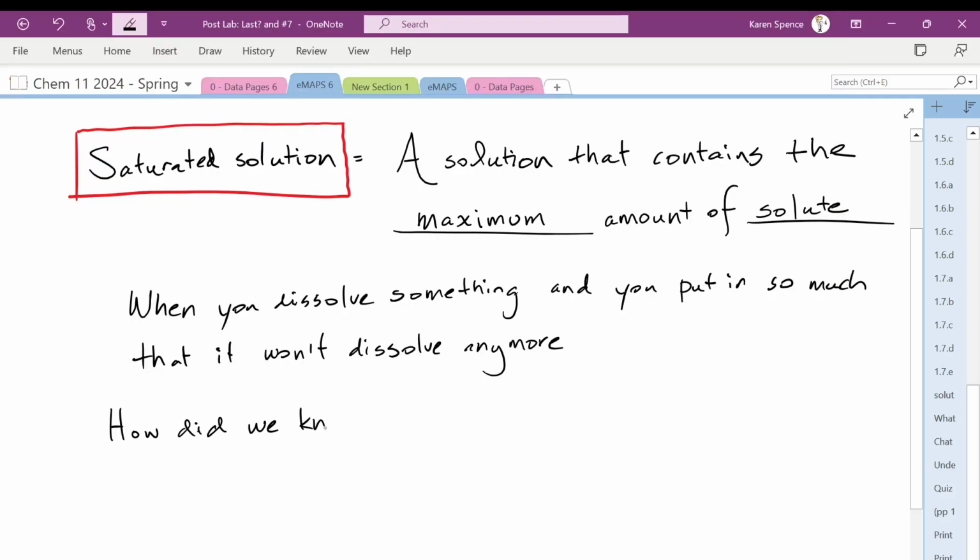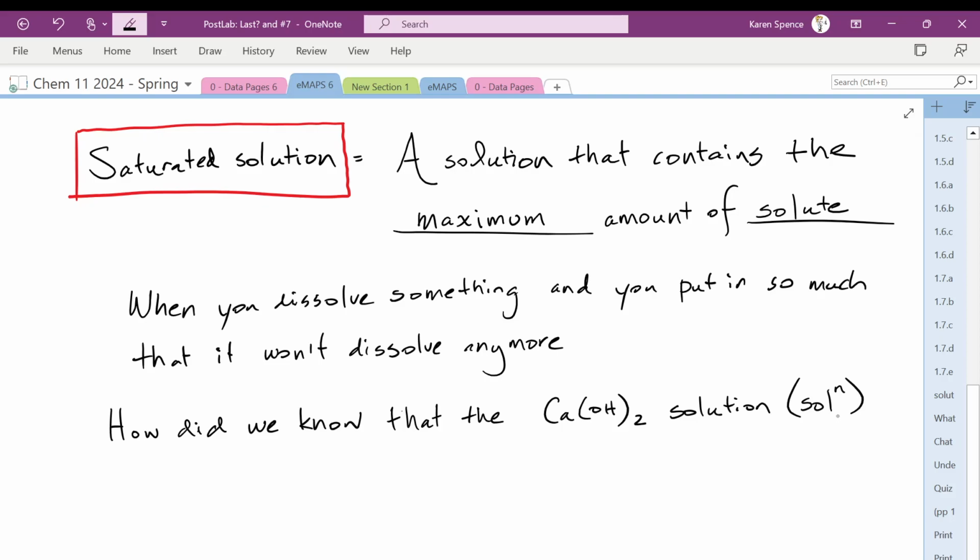How did we know that the Ca(OH)2 solution, and I'm going to start using the abbreviation SOLN for solution because it makes my life faster if I write it that way. How did we know that the Ca(OH)2 solution was saturated? Have a chat with your neighbor about that.